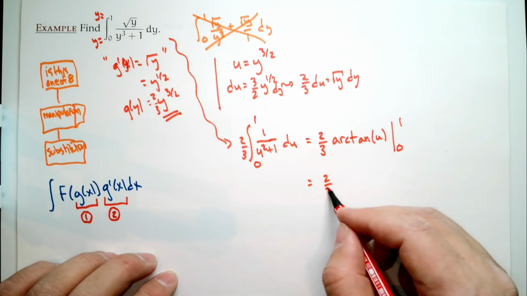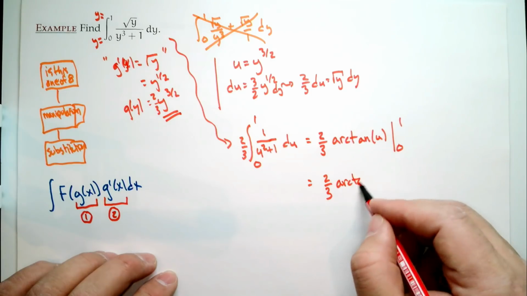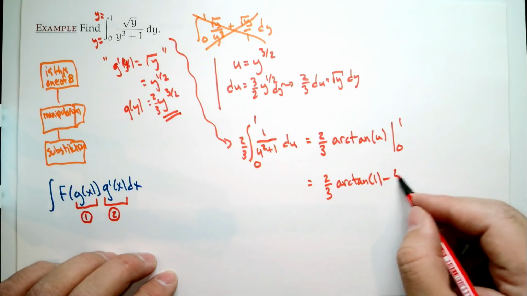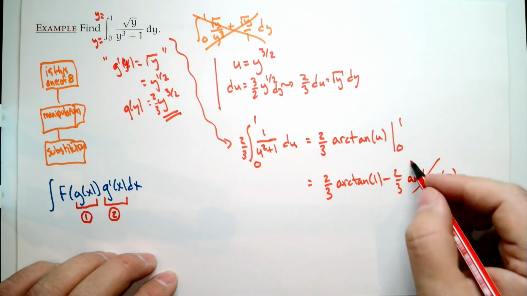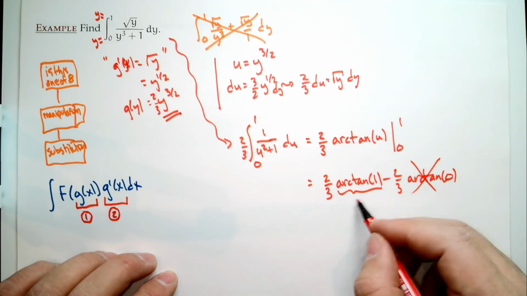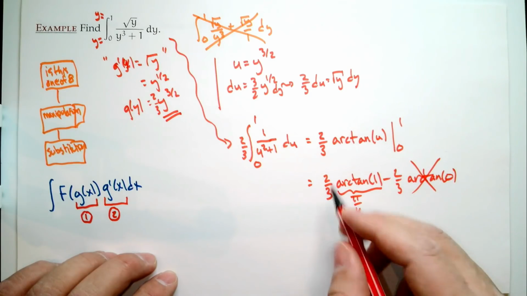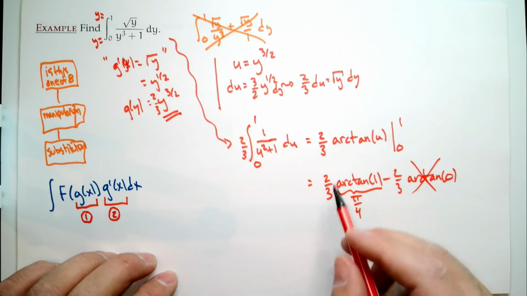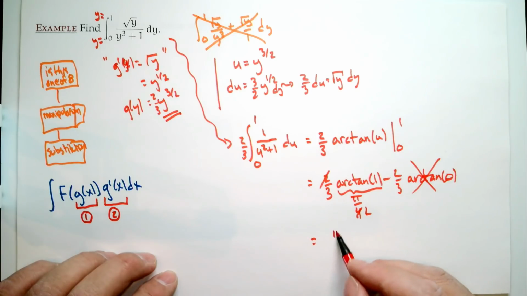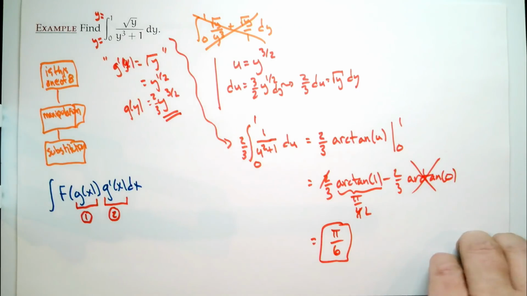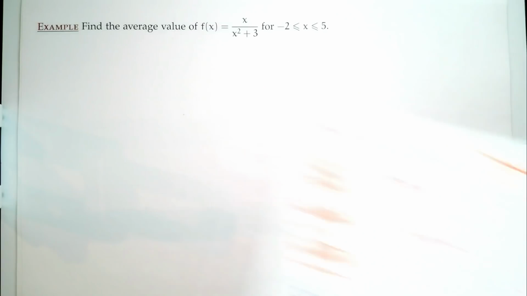So this becomes 2/3 times arctangent of 1 minus 2/3 arctangent of 0. Well, arctangent of 0 is 0. Arctangent of 1 is pi fourths. 2/3 times pi fourths. We can divide the 2 in. So that's 1/3 times pi halves, giving us a final answer of pi over 6. All right. Well, let's do the next one.